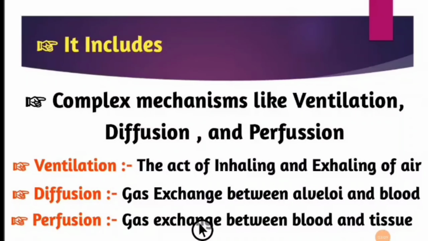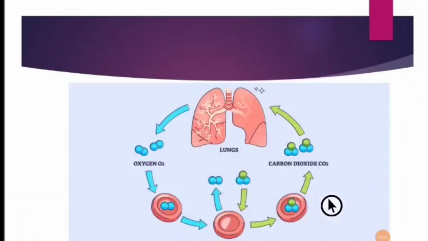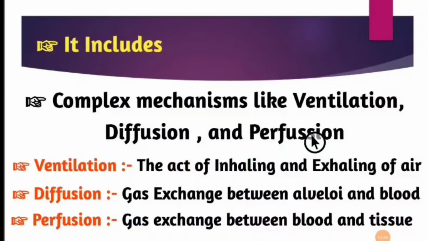Last one is perfusion. Perfusion means gas exchange between blood and tissue. You can see the picture here. Here what happens, in the lungs, perfusion is flow of blood to the alveoli capillaries. This allows for the diffusion of oxygen and carbon dioxide between the alveoli and the capillaries. Then in the tissue, perfusion delivers the oxygen and nutrients to the cells and removes waste products. Clear? Okay.